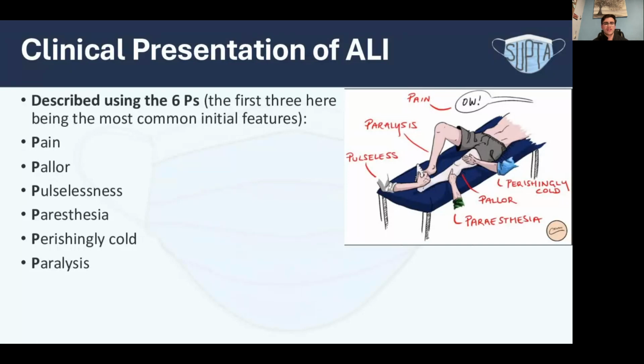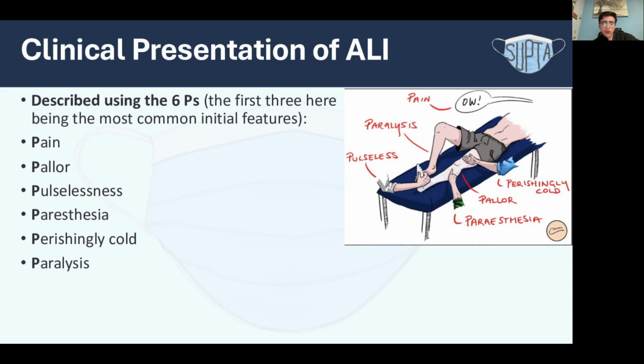Obviously, pallor, it becomes pale because of the reduced blood flow. This is quite simple. Pulselessness, this is one that I've been talking about since the beginning. There will be no pulse in the artery that is affected. And another thing to point out, the capillary refill could be slowed as well.